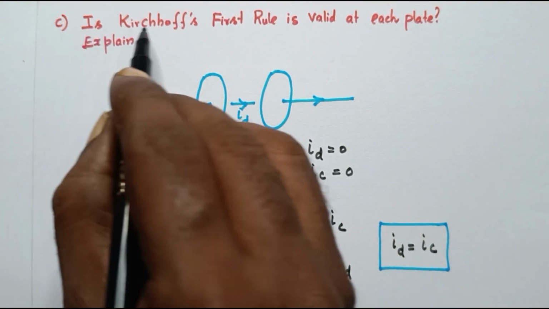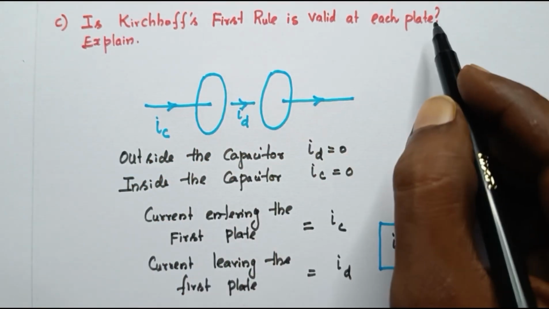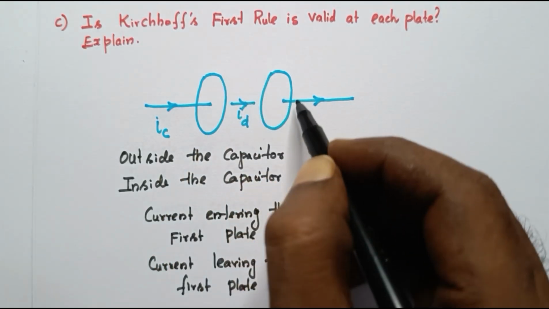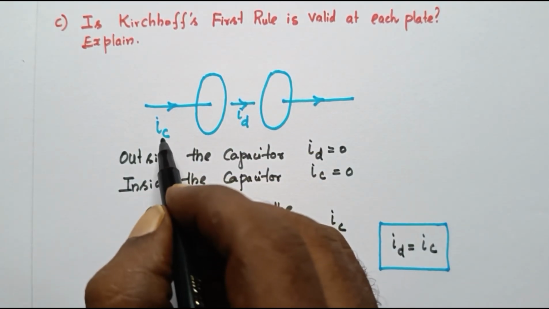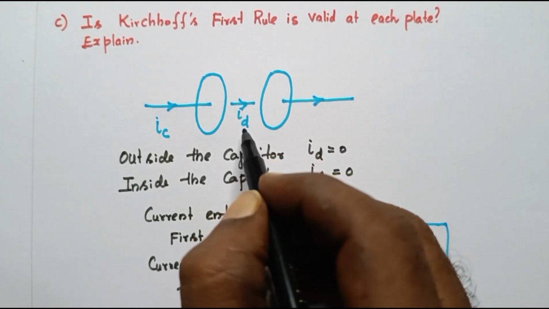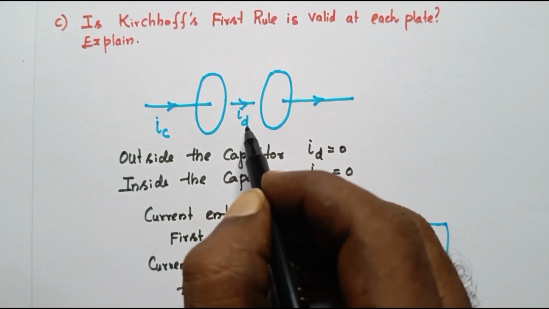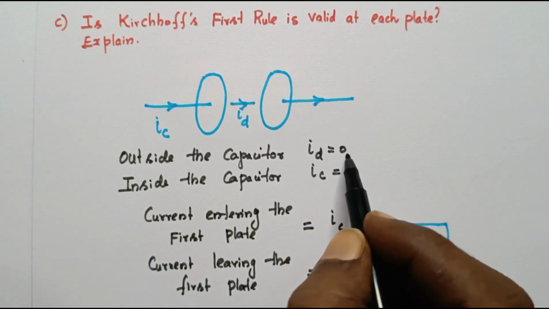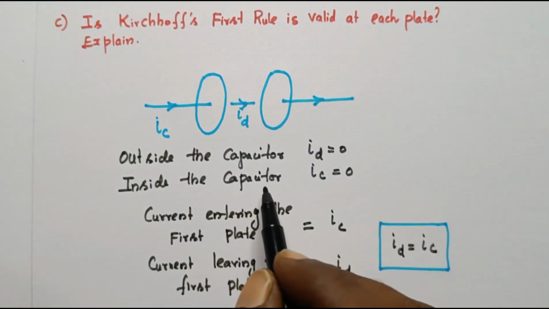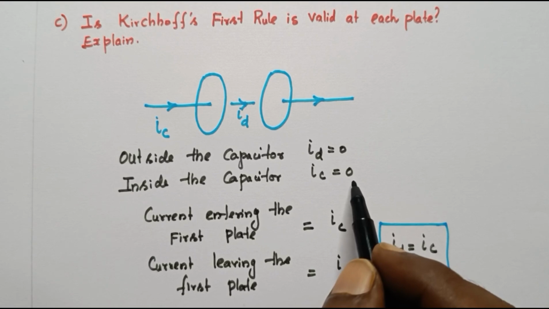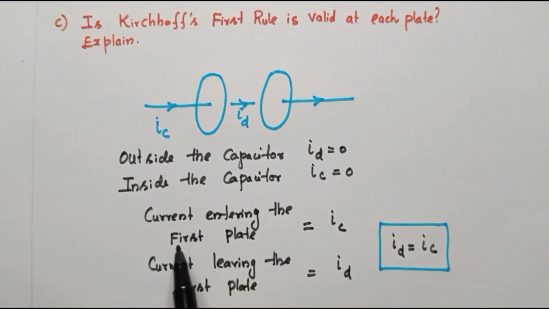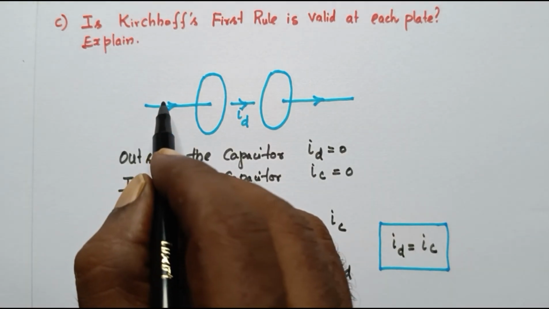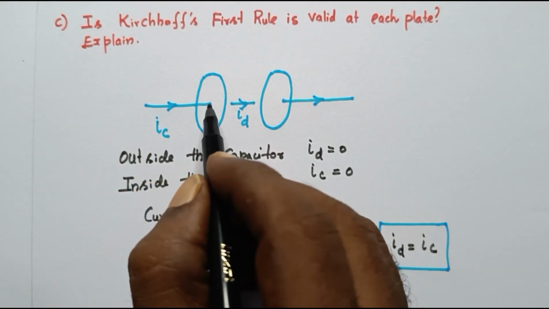The third question is Kirchhoff's first rule is valid at each plate? Explain. Let us consider this is the first plate and this is the second plate. I suffix C is the conduction current. I suffix D is the displacement current. Outside the capacitor, the displacement current is equal to 0. Inside the capacitor, the conduction current is equal to 0. The current entering at the first plate is equal to I suffix C. This is the current entering into the first plate.